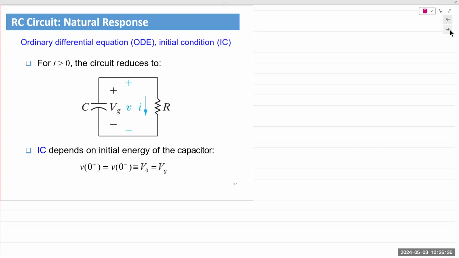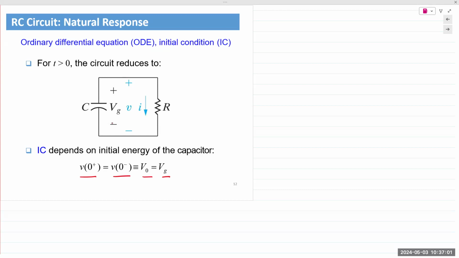But what is the value of that energy? We look into the past. When we look into the past, we see that VC is equal to VG, the generator voltage. Full charge sometime in the past. From that point on, the capacitor behaves like an open circuit. It's steady with respect to time. So it has a value of VG.